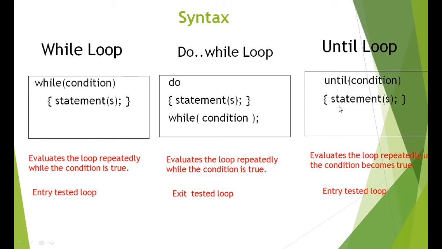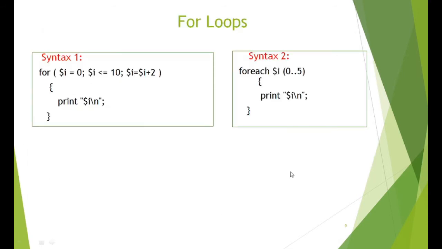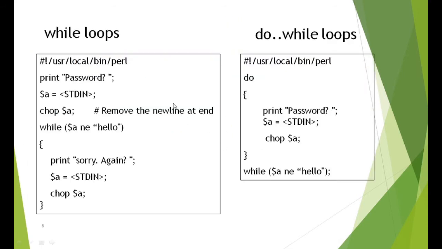We have one more loop called until condition statement. It is the opposite of while. So until this condition becomes true, the statements will be executed. It evaluates the loop repeatedly until the condition becomes true. Here, as long as the condition is true, these two loops will be executed. Here, until the condition becomes true, these statements will be executed. This is again an entry tested loop. Apart from these three loops, we also have for and foreach statements.